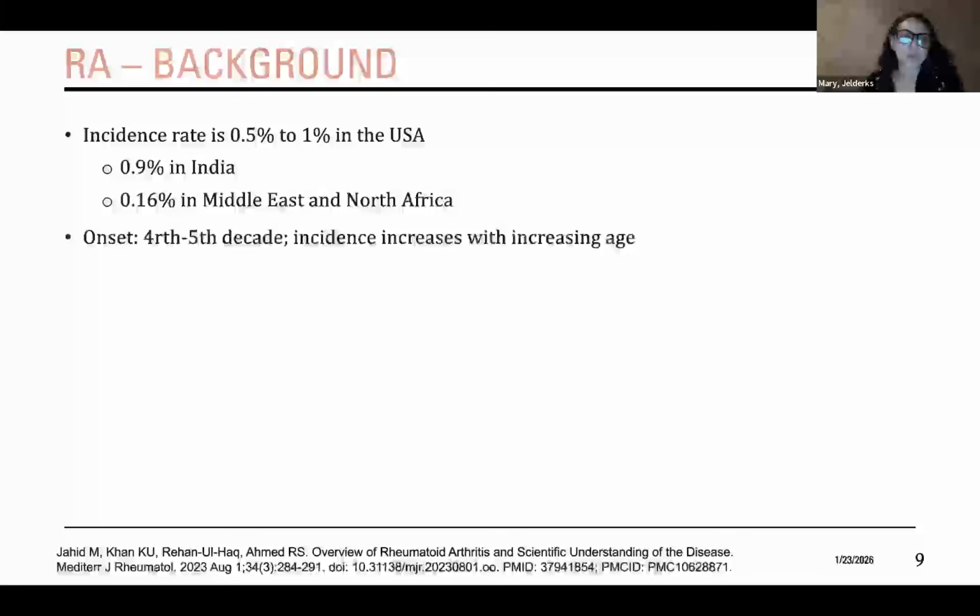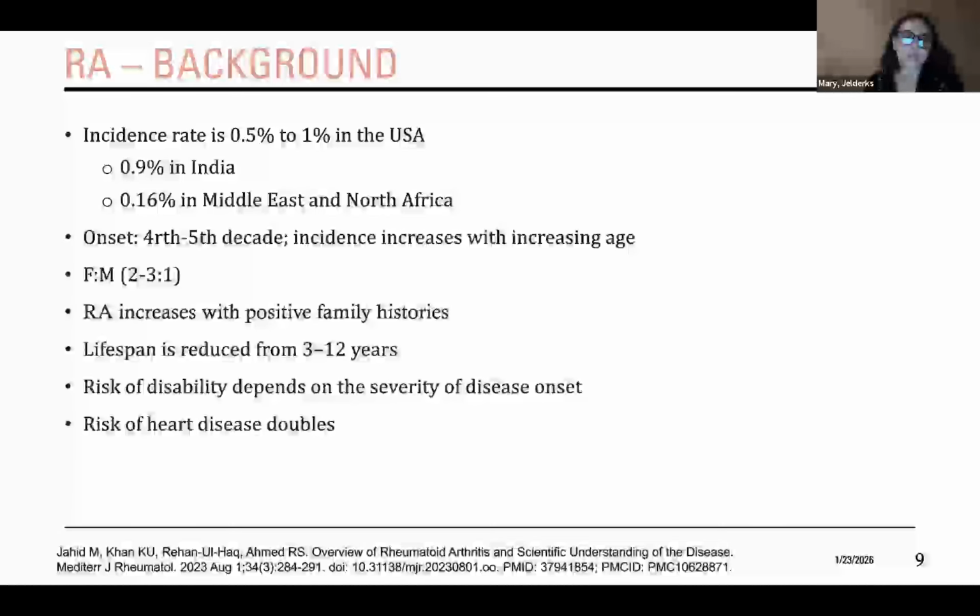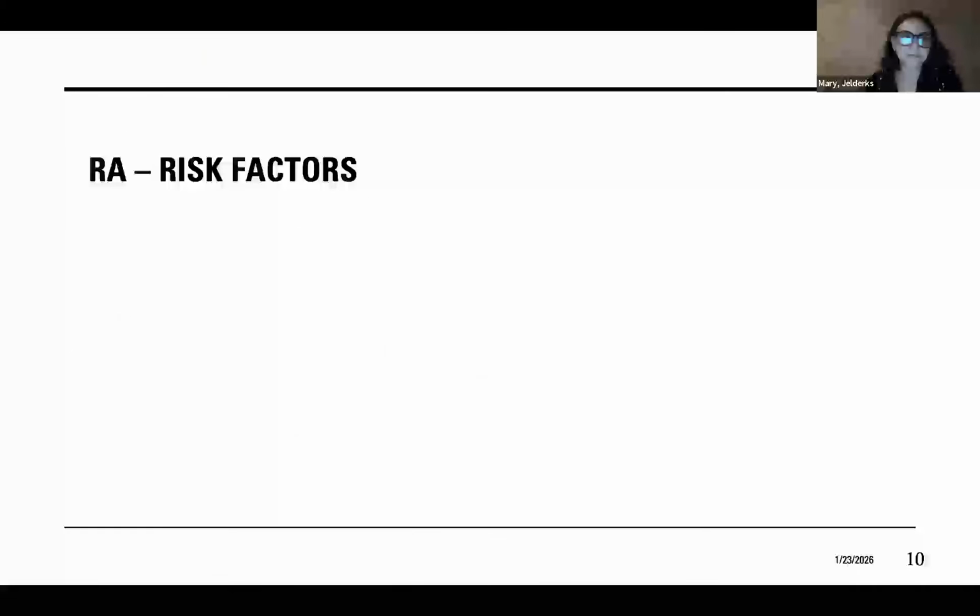The onset is roughly between the fourth and fifth decades, and the incidence seems to increase with increasing age. Females tend to get it more frequently than men, in a 2 to 3 to 1 ratio. Rheumatoid arthritis does increase with positive family histories. Lifespan is reduced anywhere between 3 and 12 years, again highlighting why it is important to bring this to our awareness. And the risk of disability depends on the severity of disease onset. And here, the risk of heart disease does double. So these are just some pointers here.